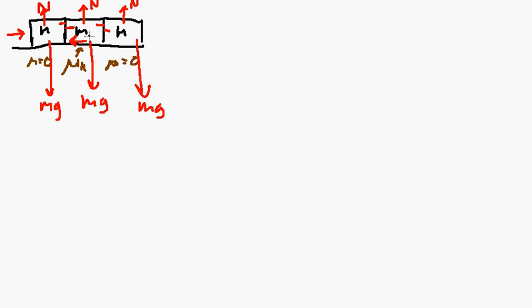Each of these blocks has a weight mg, which means there's a normal force for each of these blocks. There are no other forces acting vertically in this entire problem, just the weight and the normal force, which means each block's normal force has to balance its weight. They all have the same mass, so they all have the same weight. So for all the blocks, the normal force is just going to equal little m times g. We said little m was the mass of one block.